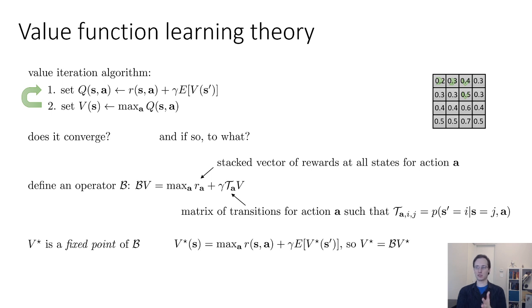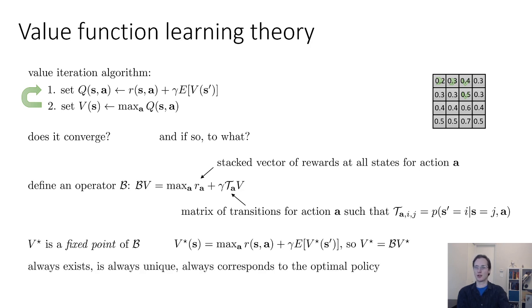So that means that V star is equal to B times V star. So V star is a fixed point of B. So that's very nice. If we find a fixed point of B, then we'll have found the optimal value function. And furthermore, it's actually possible to show that V star always exists. This fixed point always exists. It's always unique, and it always corresponds to the optimal policy.